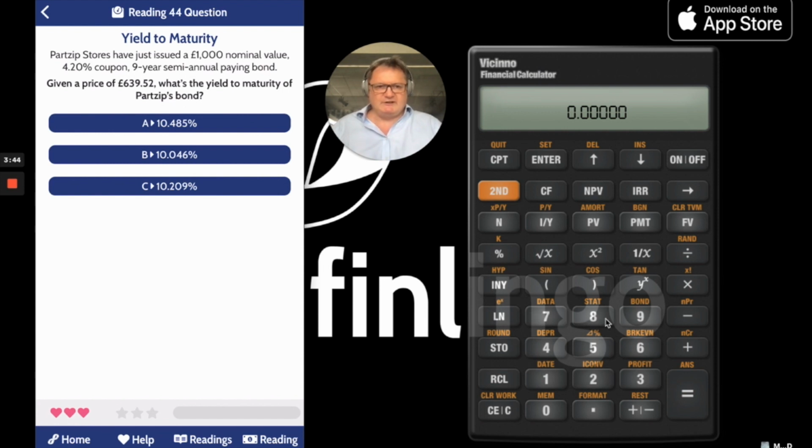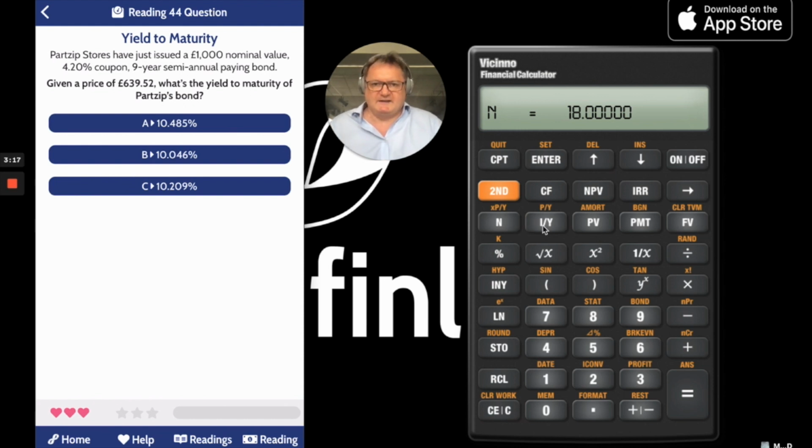So the first thing we need to do is go to our calculator. Because this is a bond question, do second, clear time value of money. I always do it twice. So the period is going to be 9 years, but remember it's times 2, it's semi-annual, so we put that in as N. Now we're after the interest rate, so we can't know what that is until we've computed it later.